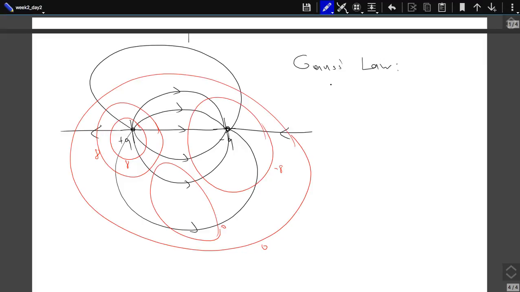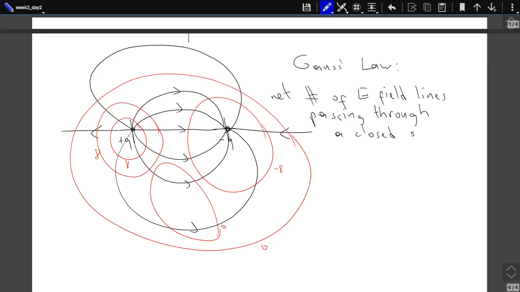We can express the Gauss law as: the net number of electric field lines passing through a closed surface is proportional to the total charge inside.